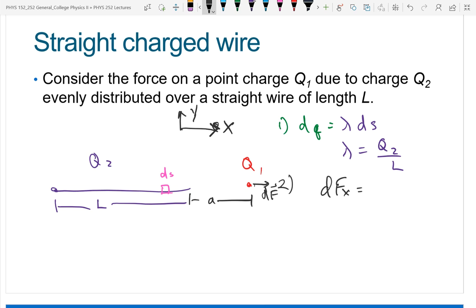dFx is equal to k q1 lambda over, I better use a lowercase r this time because it's changing, r squared ds. Okay, I have r and s, two different variables. I need to combine them to have just one variable. So how do I relate r and s?